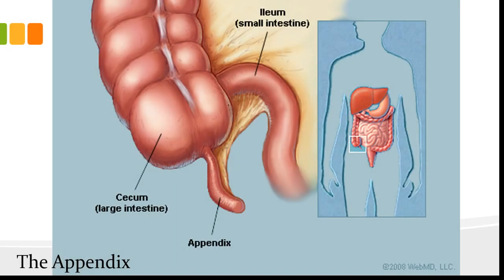Okay. All right, let's take a look at the appendix real quick. So it shows the intestine coming in here. It kind of joins in the back there. And here's our vermiform appendix right here, okay?